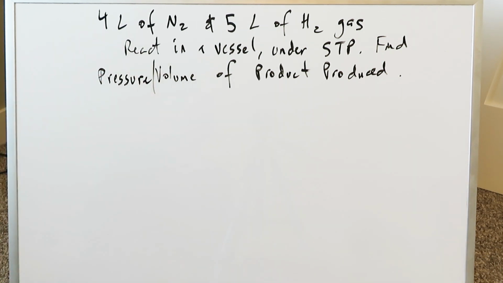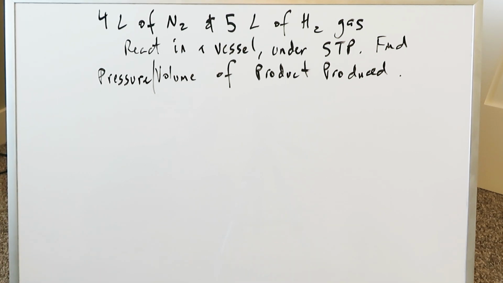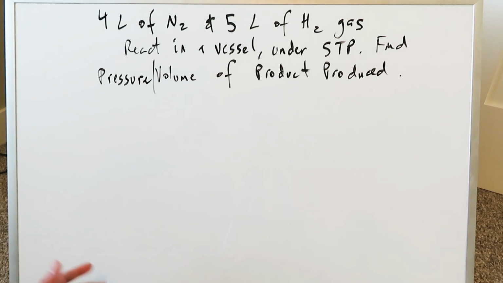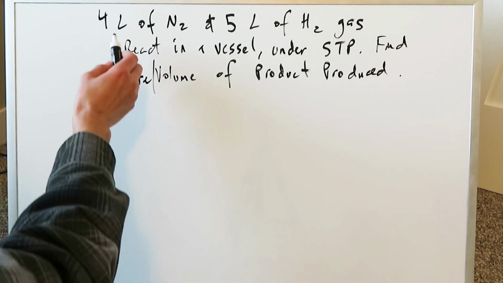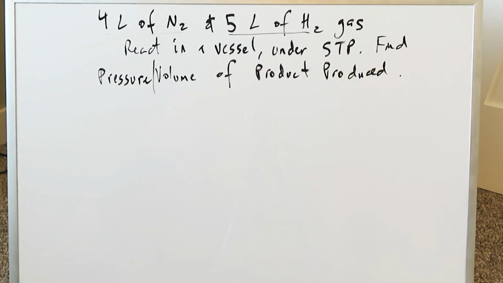We have 4 liters of nitrogen gas and 5 liters of hydrogen gas which react in a reaction vessel under STP, standard temperature and pressure. We're assuming everything here is following ideal gas behavior. We have to find the pressure and the volume of the product gas that is produced. What are our items we know? 4 liters of nitrogen gas, 5 liters of hydrogen gas under STP.